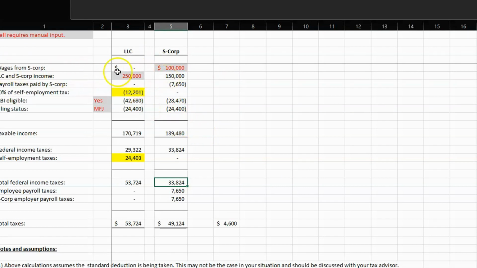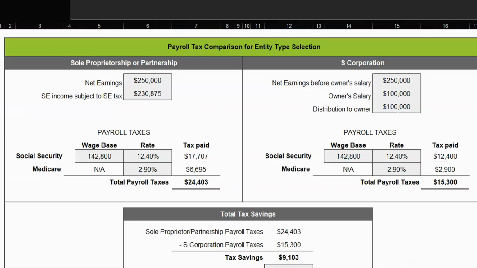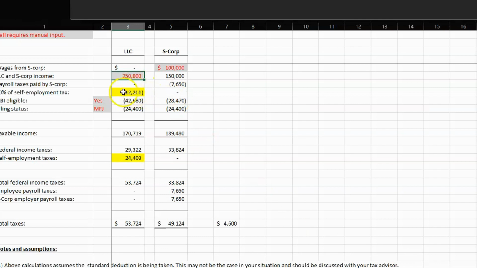Okay, so on a personal tax return, you've got the LLC, right, and you've got net income of $250,000. Okay, then there's self-employment tax. So going back to here, here's the total self-employment tax, $24,000. Now on a personal tax return, you get to deduct half of that. You still have to pay the $24,000, but you get to deduct half of it. Then there's this QBI deduction, which I'm not going to get into the details of here. It's a great deduction for both LLCs and S-Corps. So in this example, I factored that in.